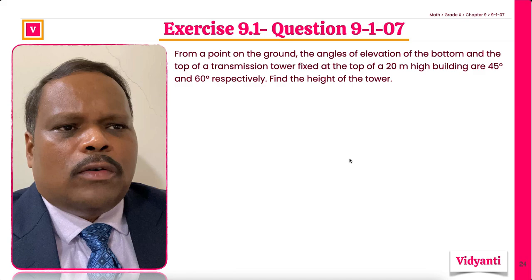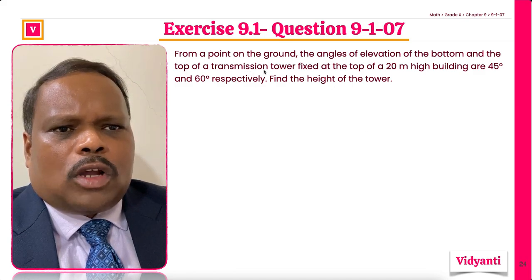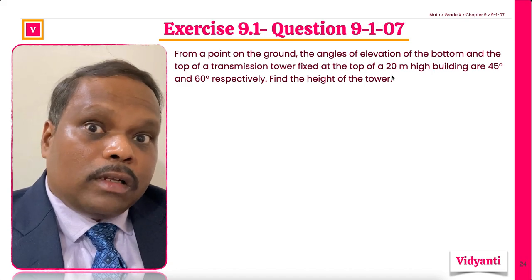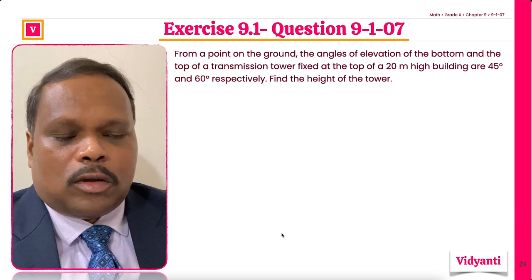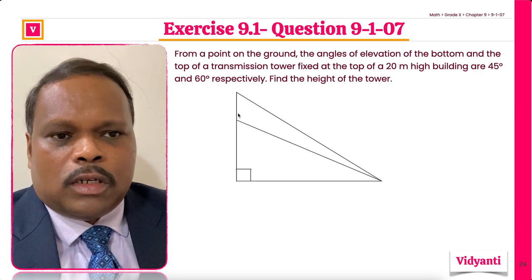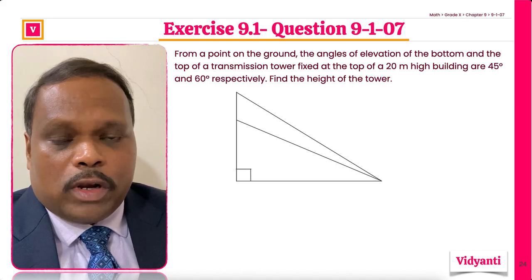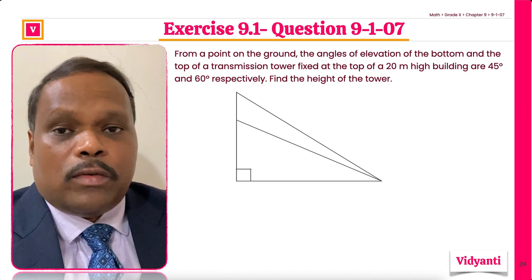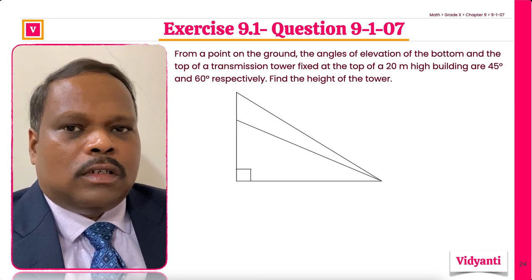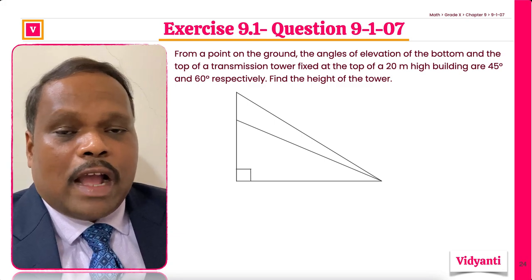From a point on the ground, angles of elevation from the top of the transmission tower are fixed at the top of the building. So there is a building, and on top of the building again there is a transmission tower. So let's see how it works. So this is the building and this is the transmission tower. Transmission tower is normally on the top of the building. You might have seen them in your area because they want larger coverage. So mobile towers, anything related to transmission is preferred to be at a higher distance.